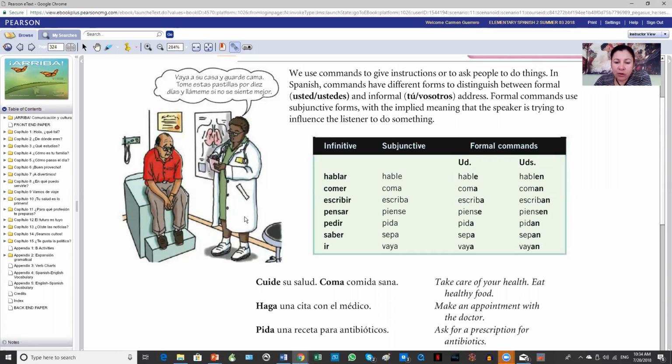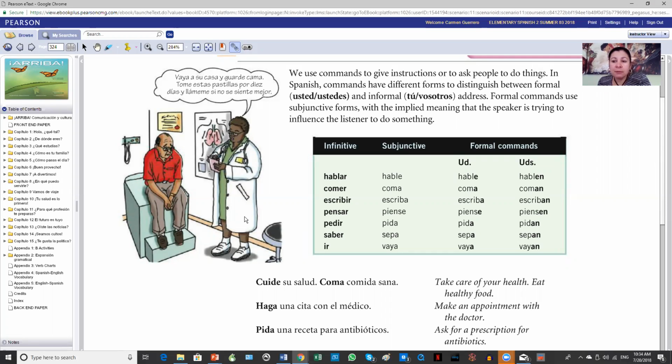We have to understand that we use commands in general to give instructions or to ask people to do things. In Spanish, commands have different forms to distinguish between the formal usted and ustedes and the informal tú or vosotros. Different dialects use vosotros, so there is an informal plural form there, which in Latin America does not exist because it's not standard to use that vosotros pronoun.